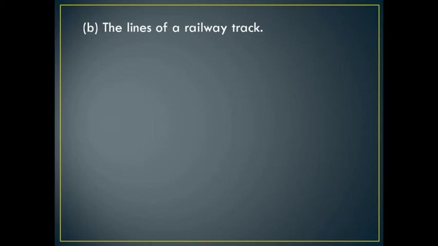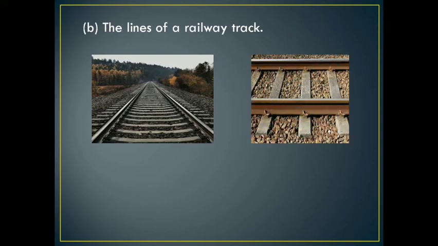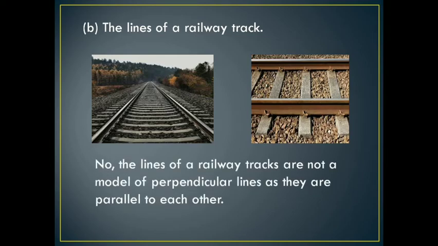B. The lines of a railway track. Look at this railway track. Perpendicular lines are intersecting at one point. But you can see this: railway tracks are never intersecting with each other. Like this, they are parallel to each other. So we will write here, no. The lines of railway tracks are not a model of perpendicular lines, as they are parallel to each other.